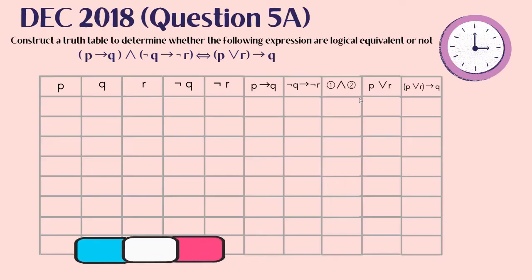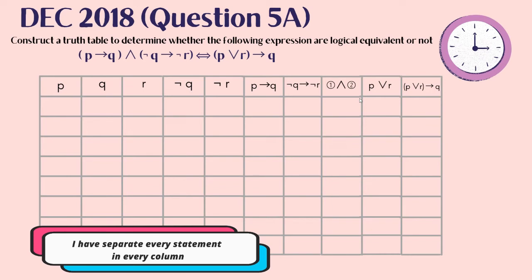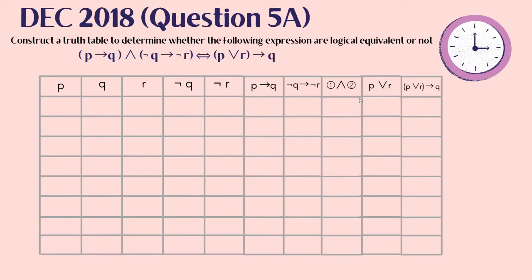I am going to explain the example from the past year question of December 2019, question 5a. The question asks us to construct a truth table to determine whether the following expressions are logically equivalent or not: if P then Q, and if not Q then not R, are equivalent to if P or R then Q.